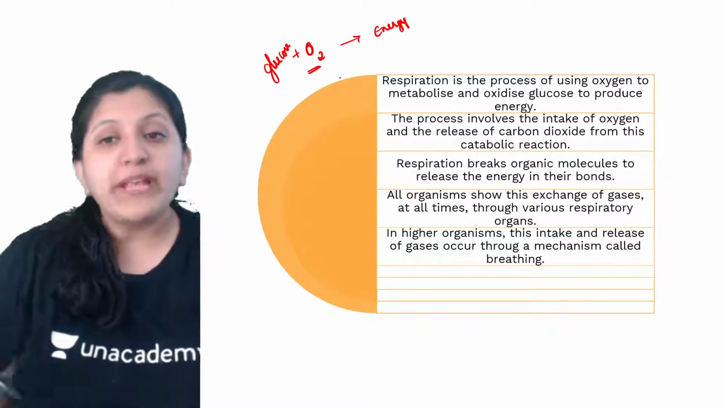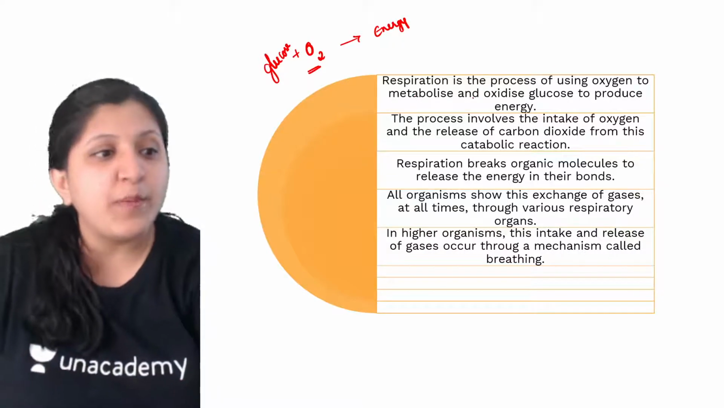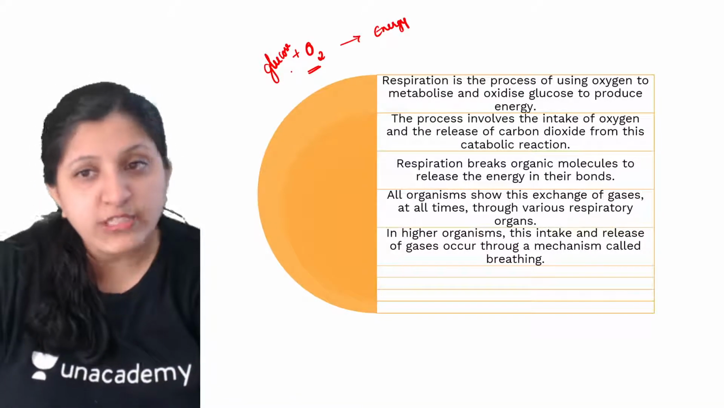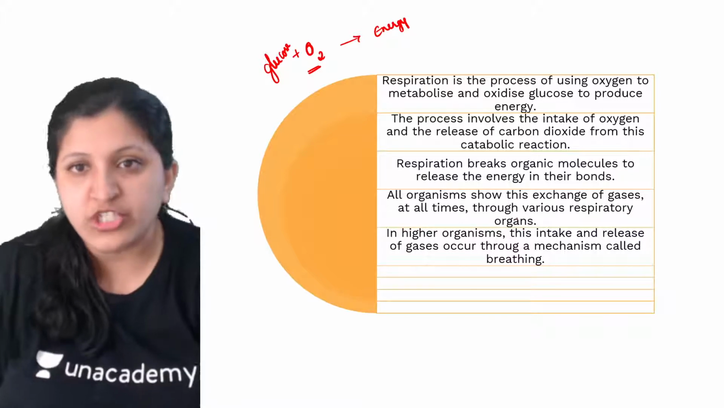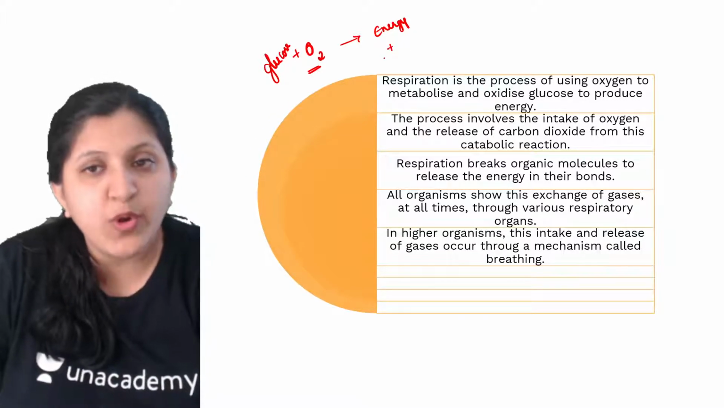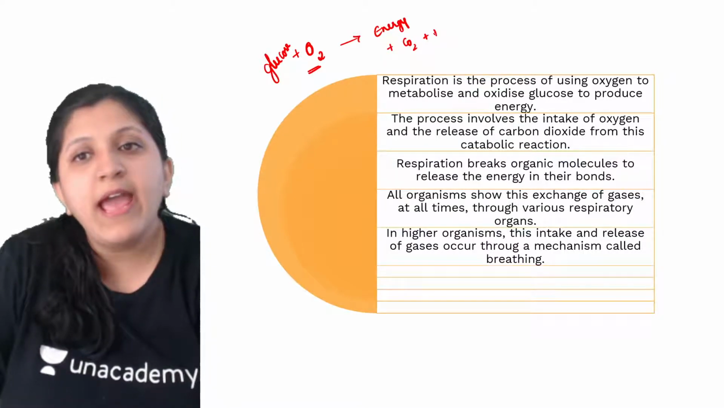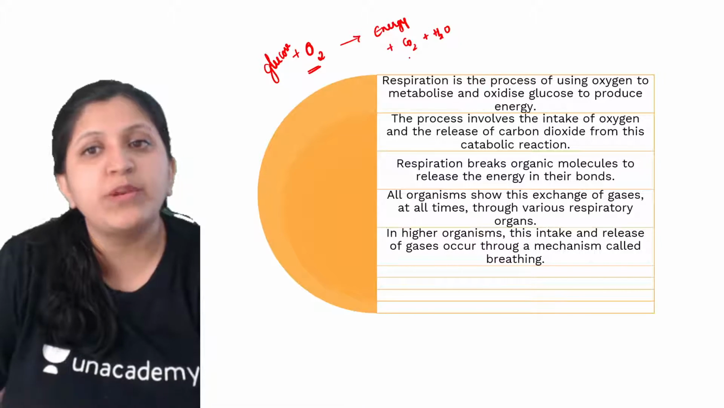Okay. So respiration is the process of using oxygen to metabolize and oxidize glucose to produce energy, okay. So it is not just the energy which is produced, there are waste products that are also produced. So there is carbon dioxide, and then there is water which is produced, okay.